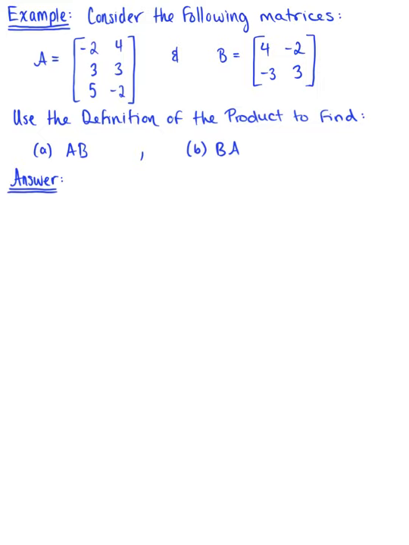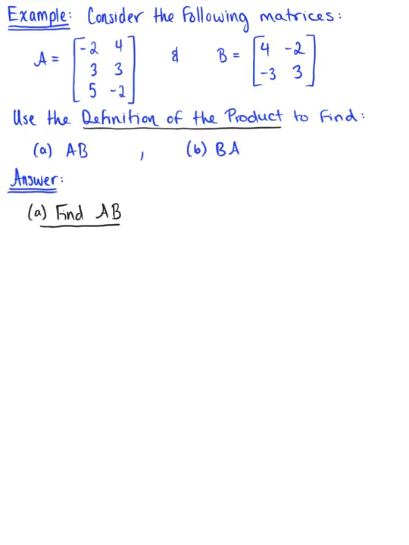Consider the following matrices. Here we are given a matrix A and a matrix B, and we are asked to use the definition of the product to find matrix A times matrix B, and then to find matrix B times matrix A. So here we go. Part A. We want to find the product, matrix A times matrix B.